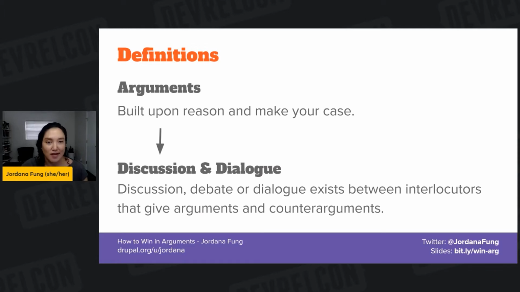So let's talk about some definitions. So the use of the word arguments in discussions, we generally kind of use them interchangeably, but actually what arguments are is whenever you're explaining why you believe something or why someone else should believe your something, you're giving arguments. And these arguments are usually supposed to be built upon resources to make your case. And you use those arguments in discussions and dialogues with other parties.